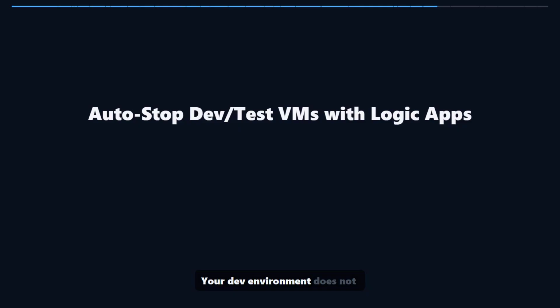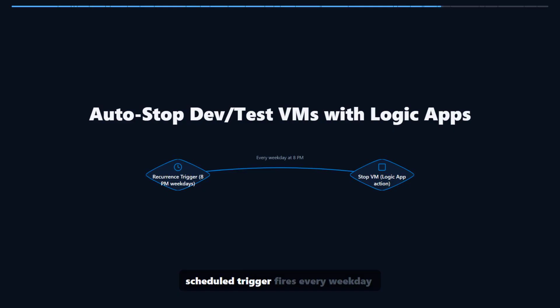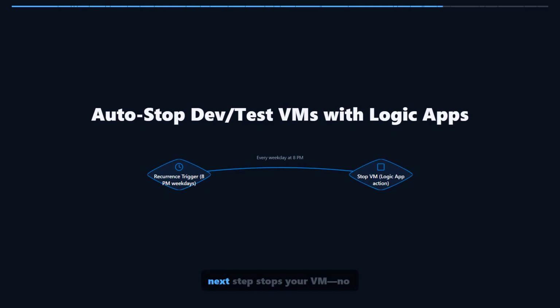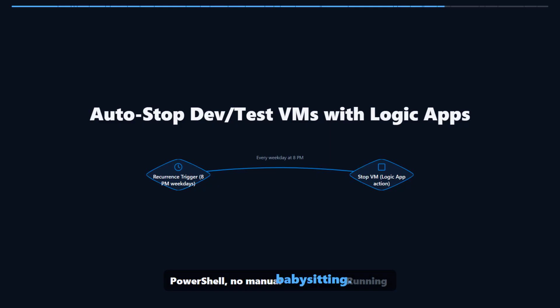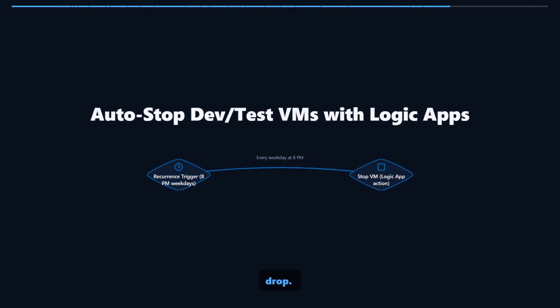Your dev environment does not need to run 24/7. With Azure Logic Apps, you build a dead simple flow. A scheduled trigger fires every weekday at 8 p.m., then the next step stops your VM. No PowerShell, no manual babysitting. Running a VM only during business hours can roughly halve your compute charges. And Logic Apps handles the stop automatically, so you sleep while your costs drop.